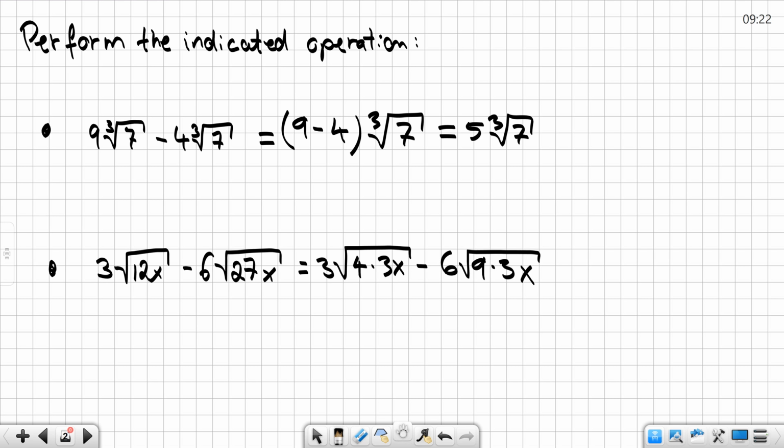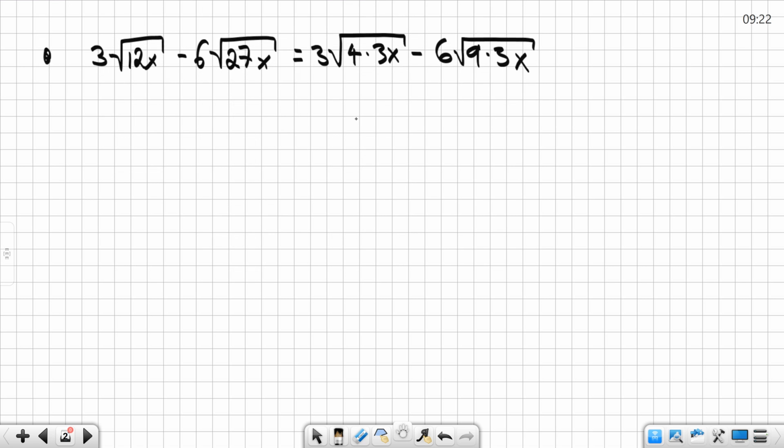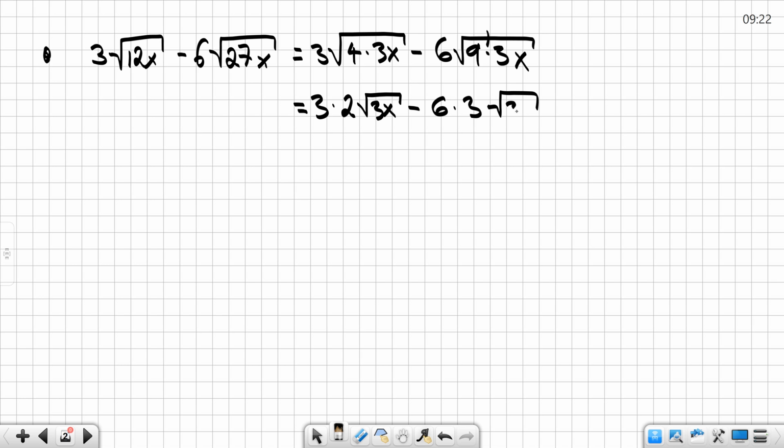So, in other words, we are doing again what we have learned in the last section. We are simplifying these radicals. So, I have 3. The square root of 4 is 2 times the square root of 3x. Minus 6. The square root of 9 is 3 times the square root of 3x.